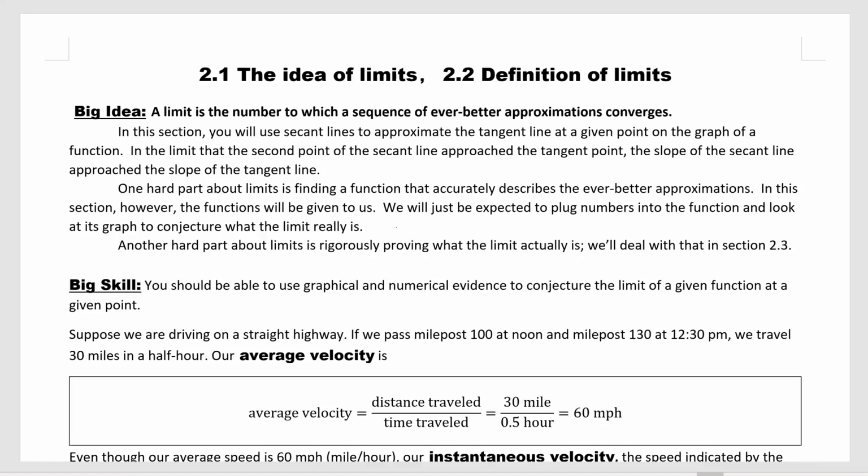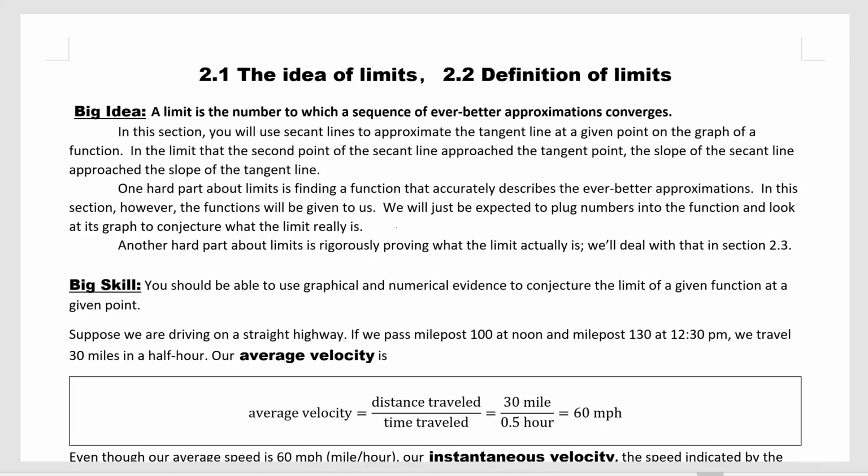One hard part about limits is finding a function that accurately describes the ever better approximations. In this session, however, the function will be given to us. So we just need to plug numbers into the function and look at its graph to conjecture what the limit really is. Another hard part about limits is rigorously proving what the limit actually is. We will deal with that in session 2.3.